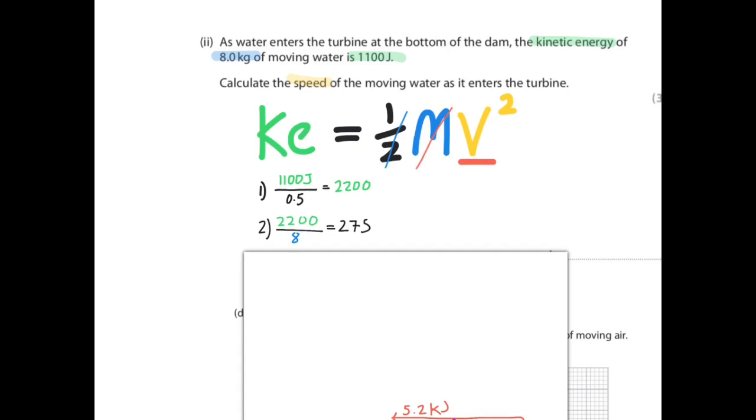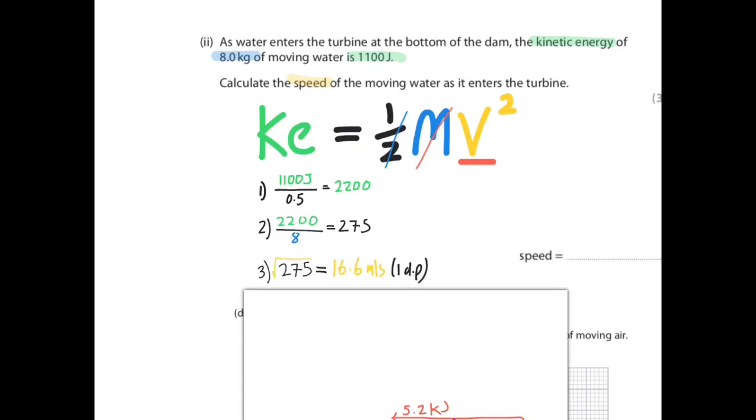Now we're left with KE equals velocity squared. Velocity's been squared, so to reverse it, we need to square root it. By square rooting it on this side, we get rid of it, so we have to square root our answer here as well. And by doing that, we get 16.6 meters per second.